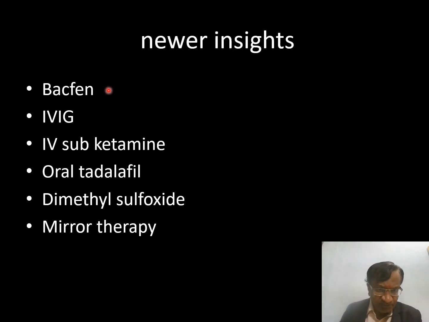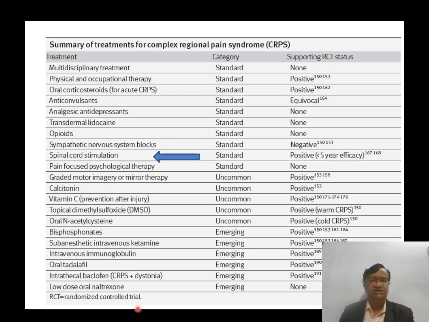Newer insights about baclofen, intravenous immunoglobulins, subcutaneous ketamine, oral tadalafil, dimethyl sulfoxide, and mirror therapy. Mirror therapy is a separate thing. Vilayanur Ramachandran is one of the specialists in that. I will take up non-pharmacological methods of chronic pain relief, such as biofeedback. Spinal cord stimulation is also there.